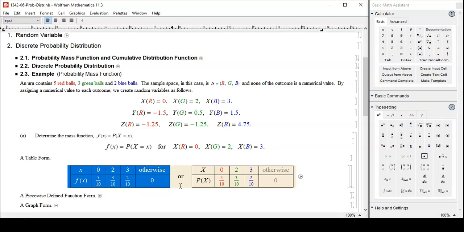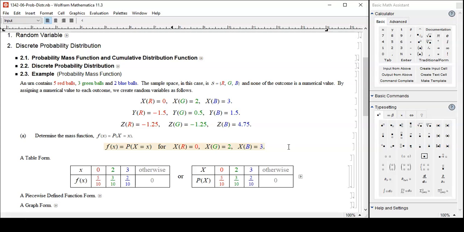There, this kind of thing is called the probability mass function. We have only three possible values, RGB, 0, 2, 3. Otherwise impossible. So the probability of this random variable capital X taking 0 is the same as getting a red ball, so that's 5/10. And for value 2, that's the same as green ball, so 3/10. And for 3, that's 2/10. Now otherwise, all impossible, so probability is all 0.